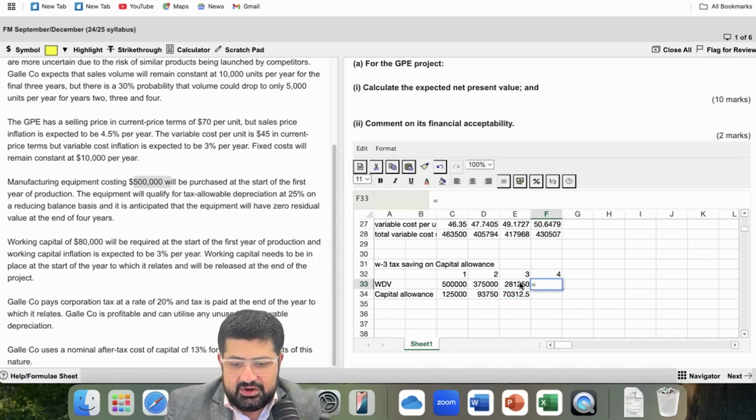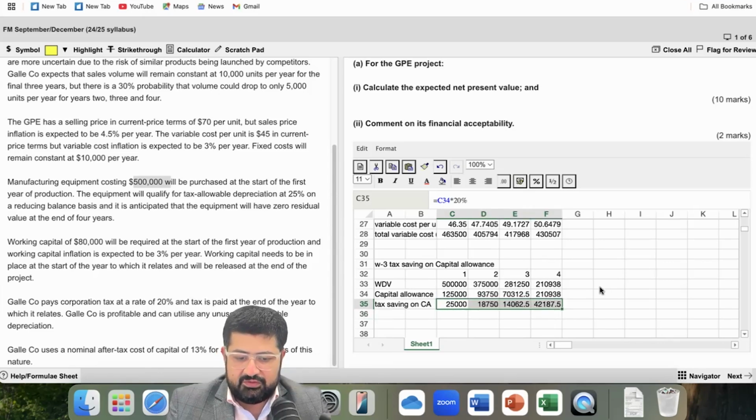Now the next year written down value, the same will be repeated. Written down value last year less capital allowance charged. And the last year they say the scrap value is 0. So the whole of this minus 0 scrap value will be charged here. So this is the capital allowance. Now we can calculate tax saving on capital allowance. That is 20% in the same year. So capital allowance into 20%. That is the tax saving on capital allowance. We have calculated it now.